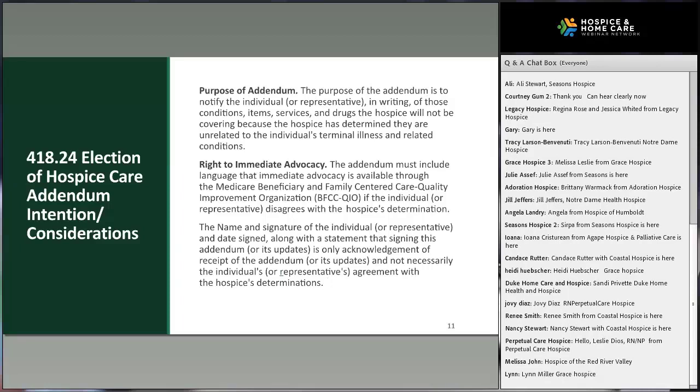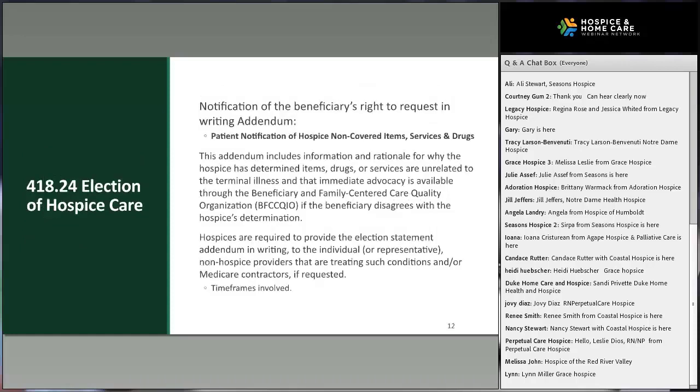Of course, we're in healthcare and we have a million acronyms. I provided you with the acronyms here in the presentation. The name and signature of the individual or representative, the date, must, of course, be placed on the addendum. It's terribly important that we go through that. And also, it's important to know that you must offer the patient and or the representative, if they should want a copy of this addendum and the new election statement, you have to provide that to them.